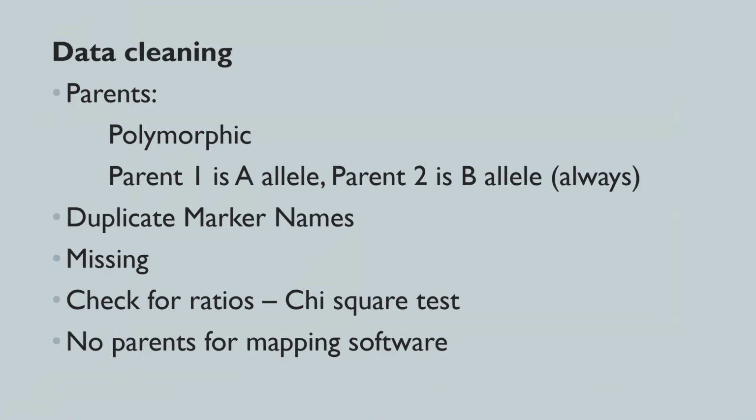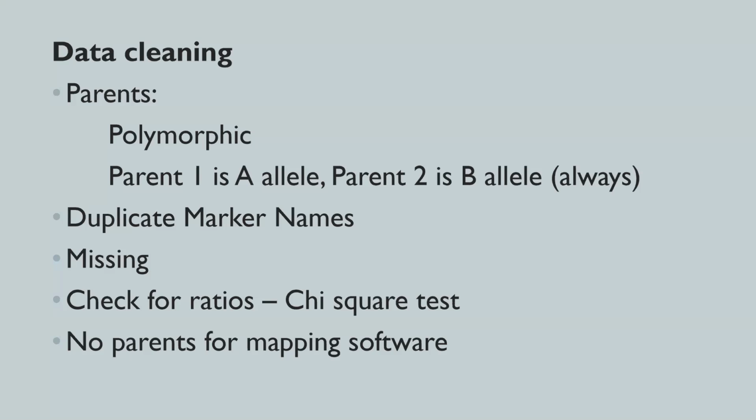So now let's go to the main practical aspects of it. The first part is, once we get our data, we should be cleaning the data. So first thing, parents should be polymorphic for each of the markers. For example, if parent 1 contains the A allele and parent 2 also contains the A allele, then we have to remove them. And the second thing, to study recombination or do linkage mapping, parent 1 should always have the A allele and parent 2 should always have the B allele.